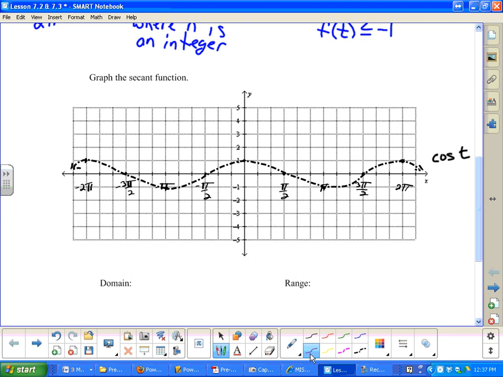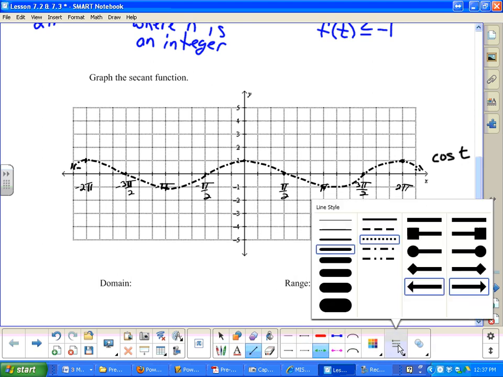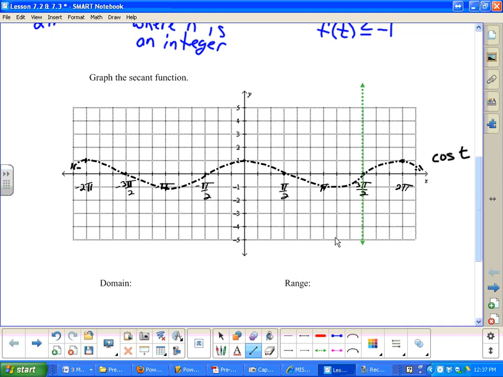Okay, so the same thing, we're going to be doing reciprocals. So think of it as the same reciprocals then. So wherever cosine equals 0, then secant is undefined.